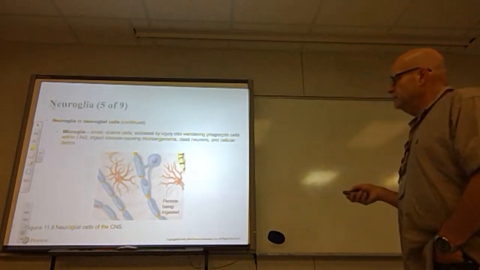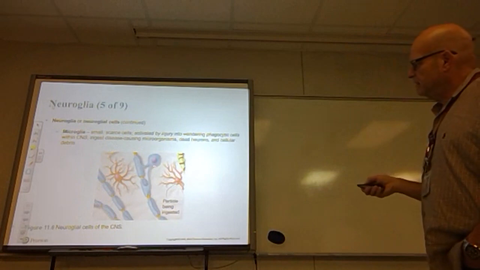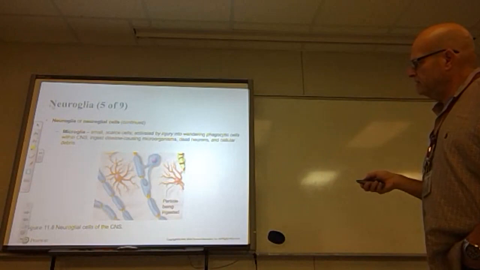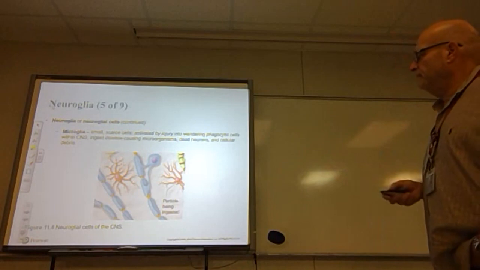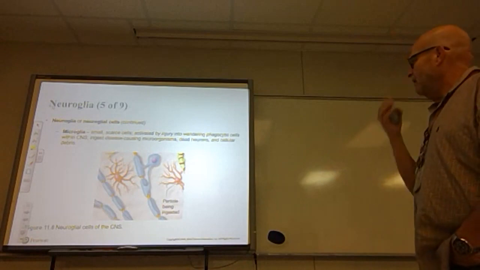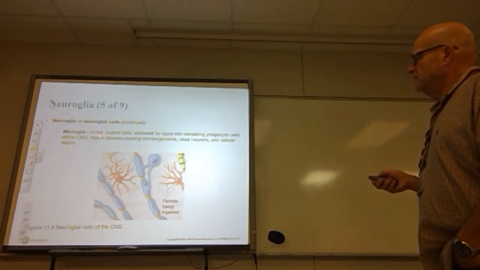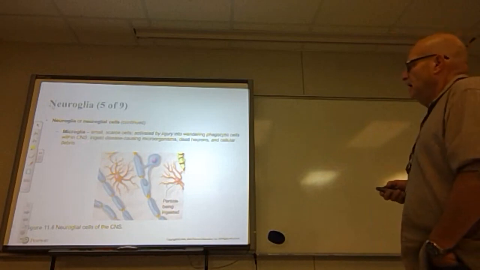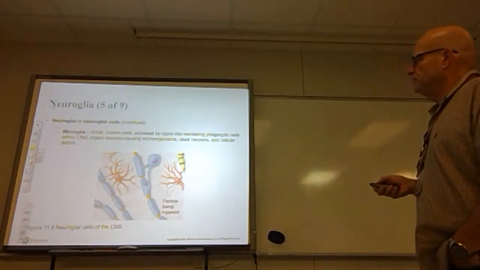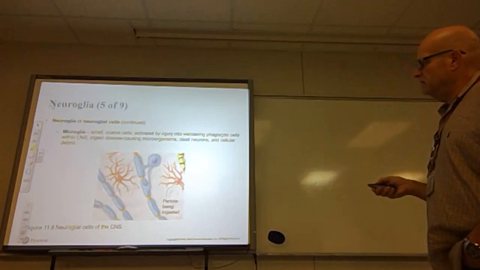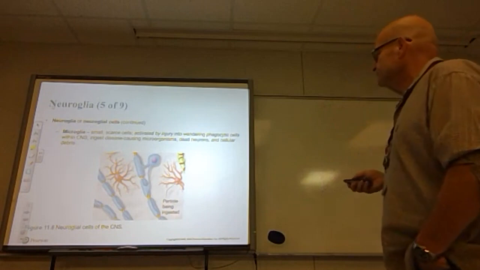The microglia, these are the little red ones we see here. So here's still the astrocytes, the second one we discussed, the oligodendrocytes, and then the microglia. These are small. They're not very numerous. They're activated by injury into wandering phagocytic cells within the central nervous system. They ingest disease-causing microorganisms, dead neurons, and unicellular debris. So the microglial cells are basically the cleaning crew in the central nervous system.